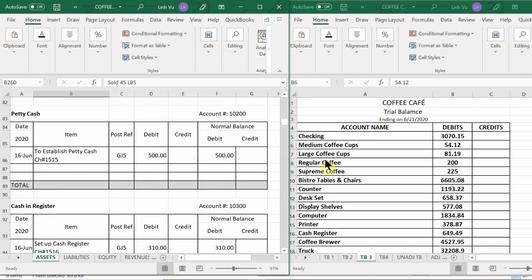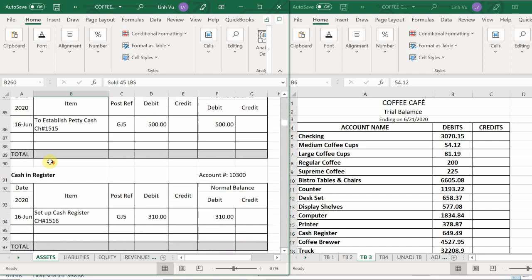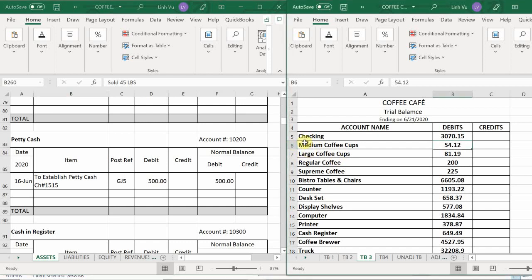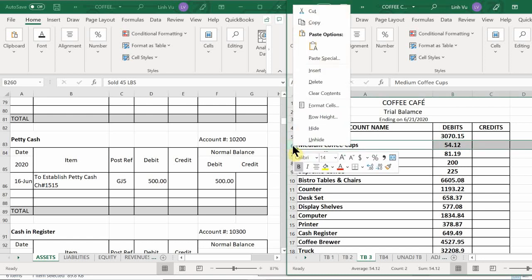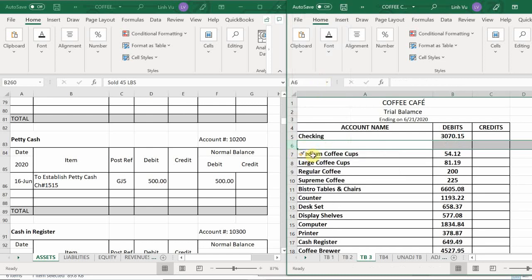We have a petty cash and we have a cash register. Good. So here I need to insert those lines in here. Now, how do I do it? Usually what you're going to do is you're going to select, you see medium coffee cups, I'm going to select the number so that it highlights that row. And I'm going to right click on that number 6 and I'm going to insert. When you do that, it's going to insert the row above it.